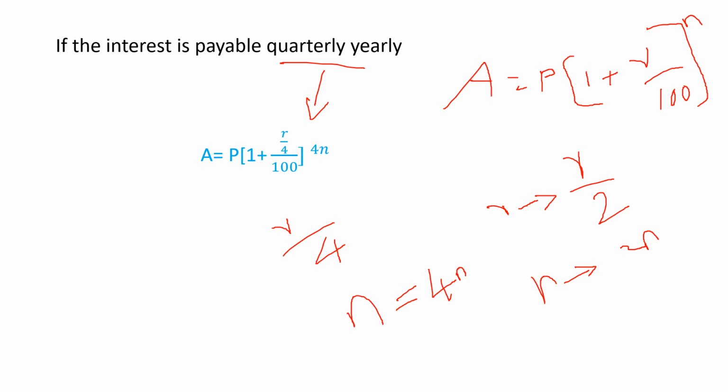First you take the amount formula. What change are we making for half yearly? R we change to R by 2 and n we change to 2n. When it comes to quarterly, what changes are we making in the formula? In place of R we write R by 4 and n we write as 4n. Okay children, so please go through the formulas and study well. We'll see the exercise problems in the next class.